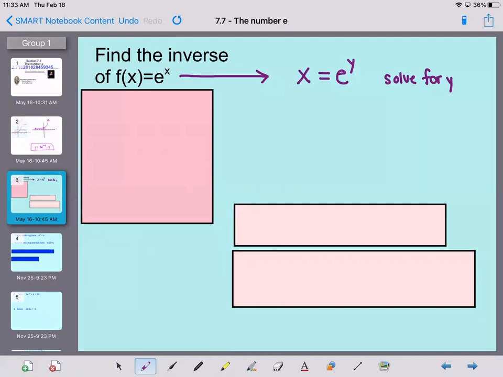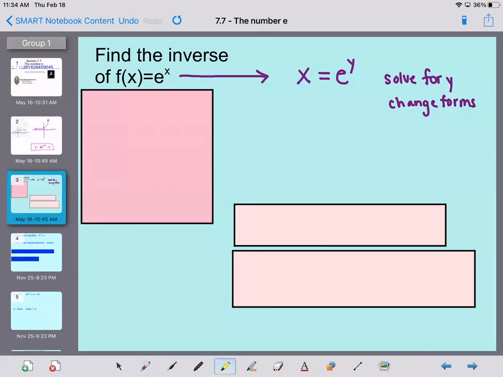Would you change it into a log? Yep, you got it. We're going to change forms. This is right now exponential form because the variable we are solving for is in the exponent, right? Y is the variable we're solving for. That's in the exponent. So right now, this is an exponential equation. We're going to change it to a logarithmic equation.